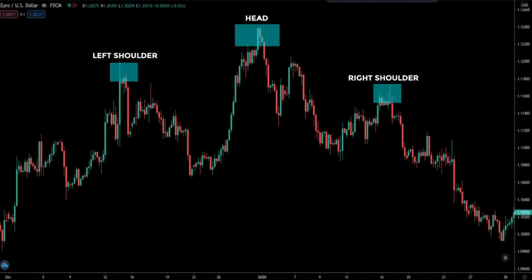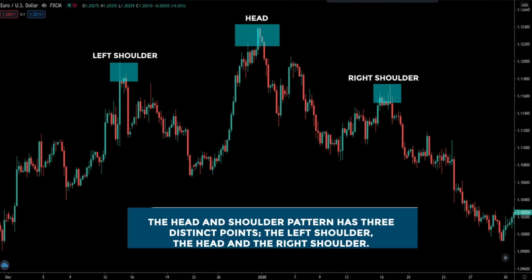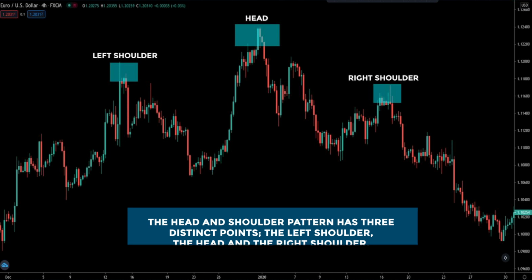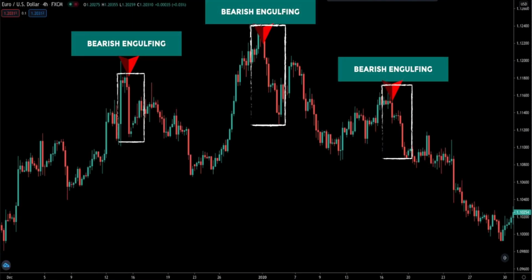So summing up this video, the way to differentiate between a low probability and high probability chart pattern is to look for price action at each point of the chart pattern. The head and shoulder pattern has 3 distinct points: the left shoulder, the head, and the right shoulder. Specifically, we are looking for an engulfing pattern at each of the 3 points, and we want to see price bounce off the level aggressively. That's our clue that the chart pattern is high probability.